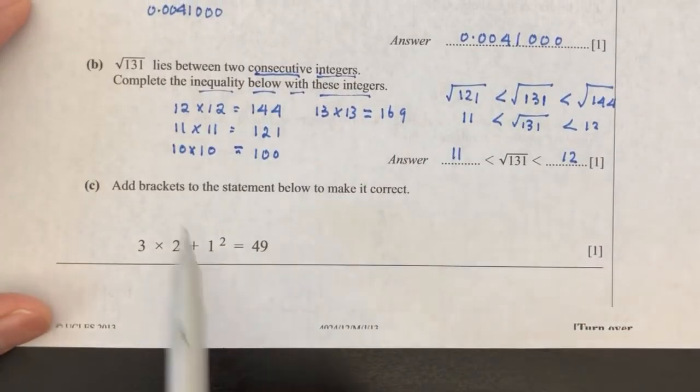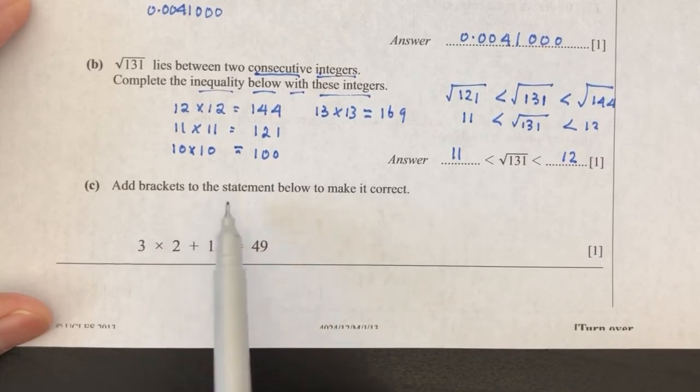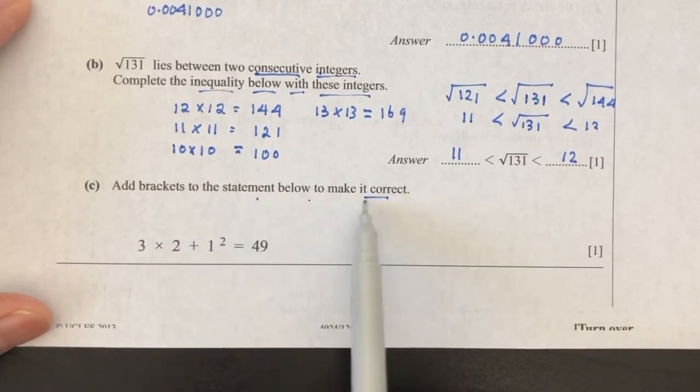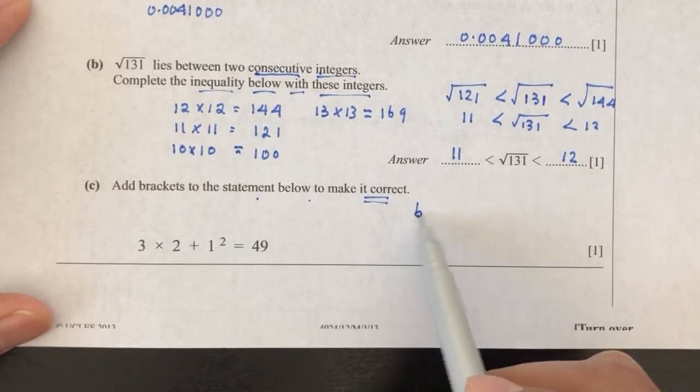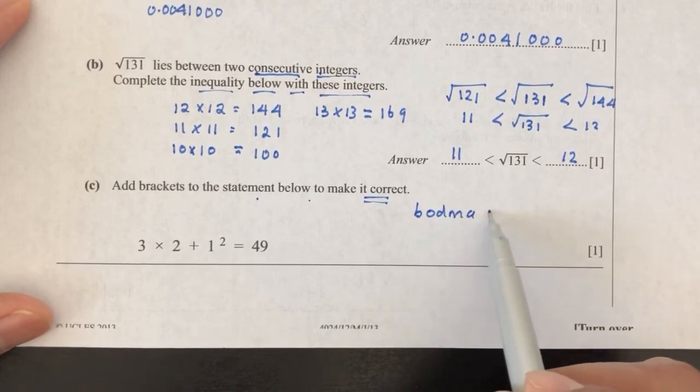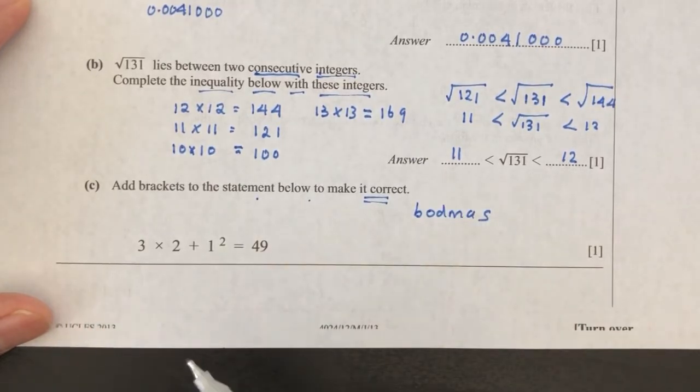Okay, so now part C, add brackets to the statement below to make it correct. So we have to use the rule of BODMAS, so we can know where to add the brackets.